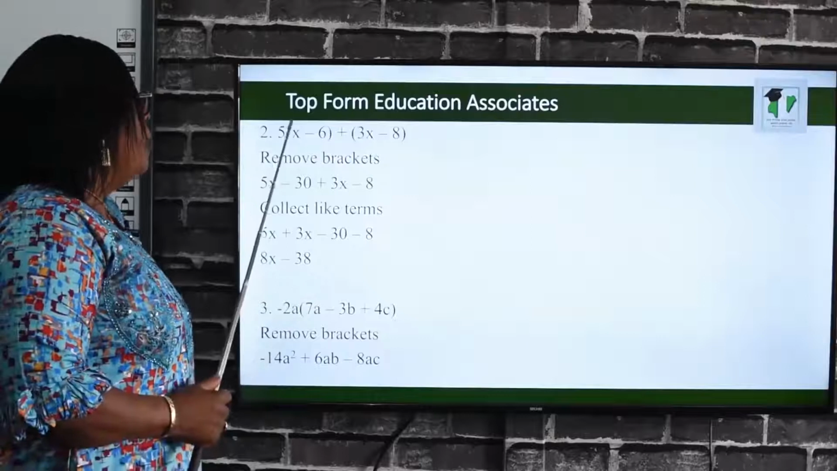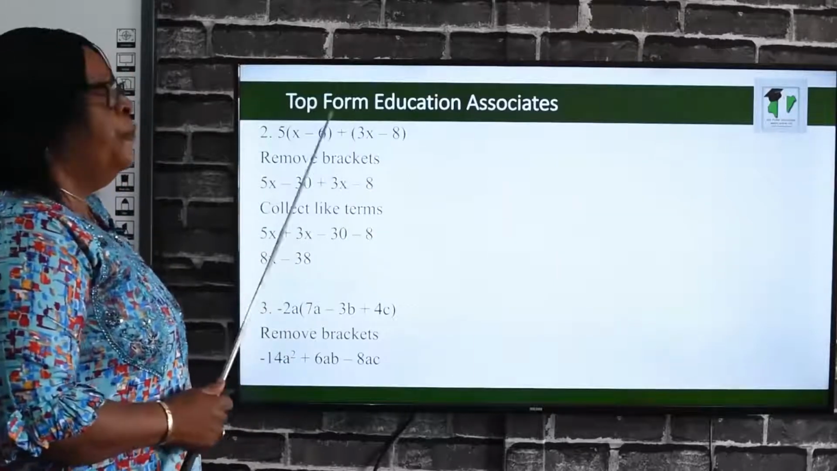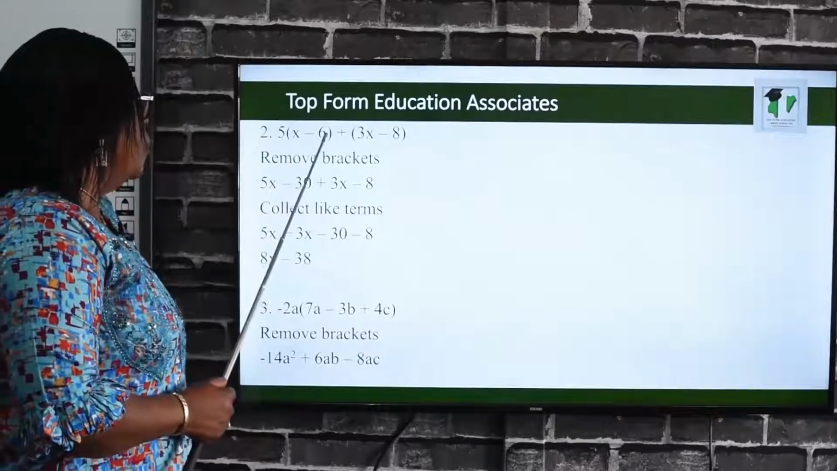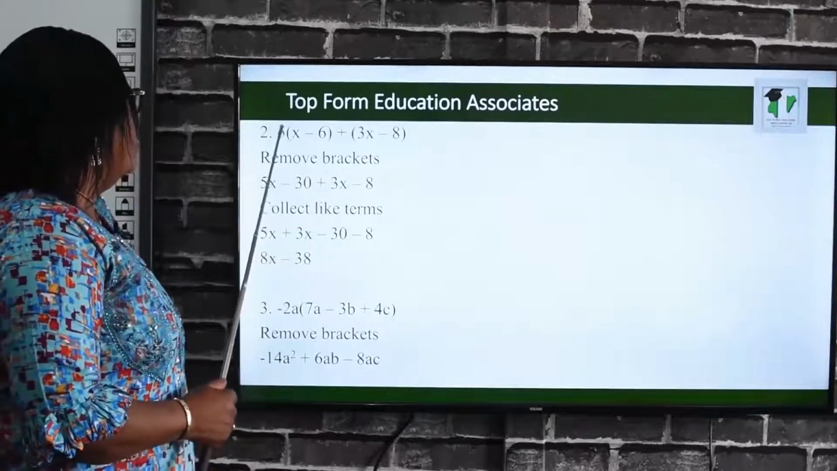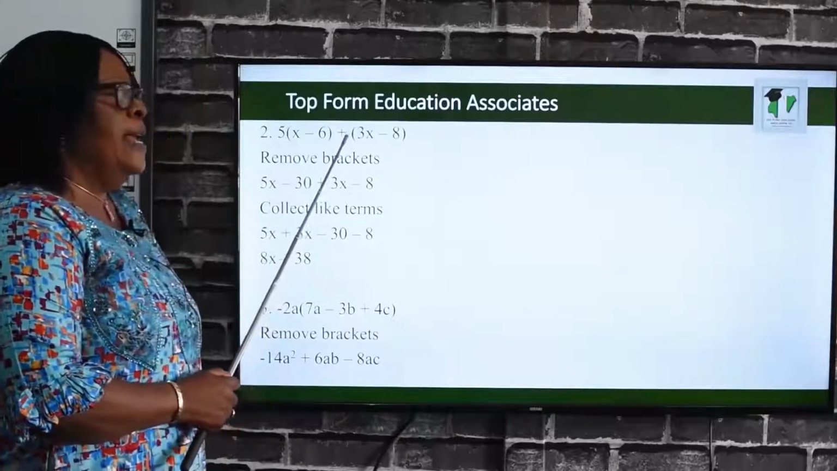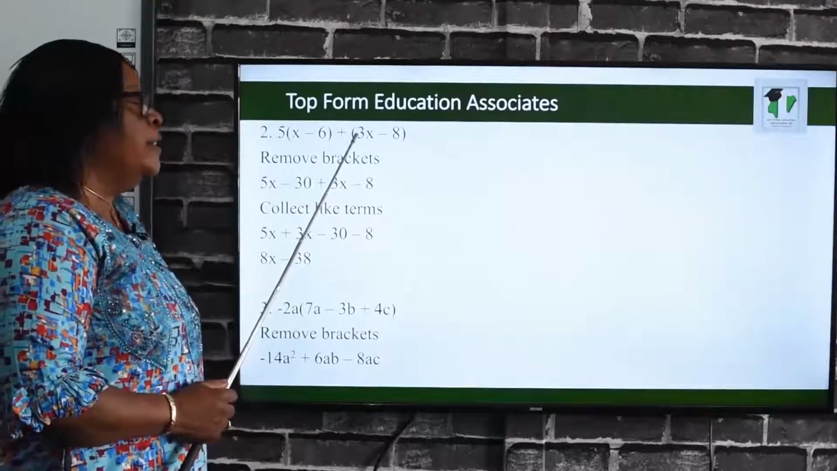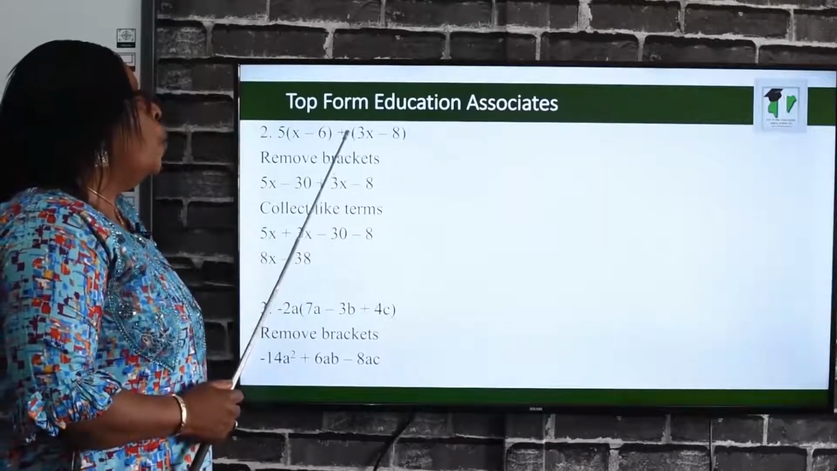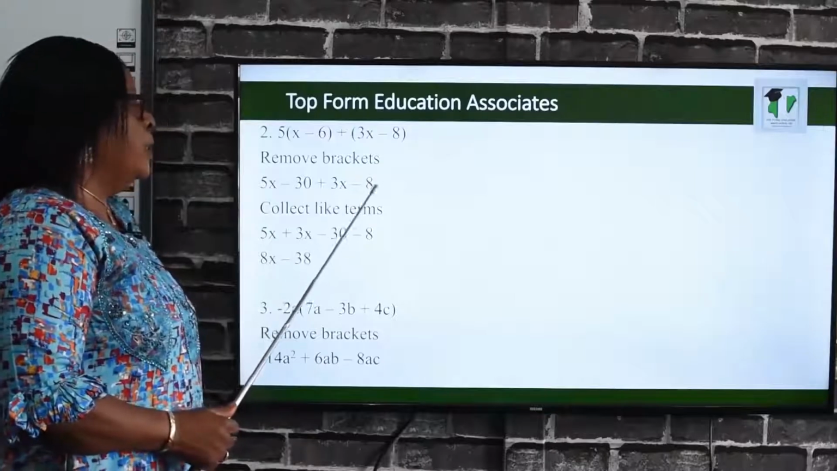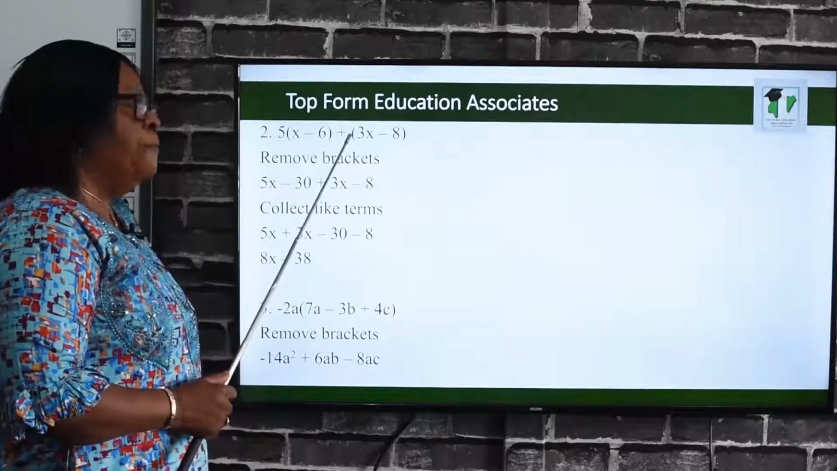Example 2. 5 into x minus 6 plus 3x minus 8 in brackets. We remove brackets. So we take 5 as the multiplier, multiply x, multiply 6. So 5 times x is 5x, 5 times minus 6 is minus 30. Plus, there is no multiplier here in front of the bracket. So when you have no multiplier in front of the bracket, you don't say it's 0. What is there is 1. So 1 times any number, the number remains the same. So just remove brackets and you have plus 3x minus 8. Remember, it is plus 3x minus 8 because it is a plus sign in front of the bracket.